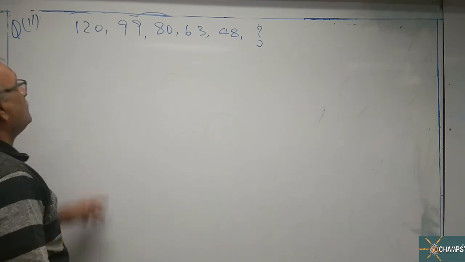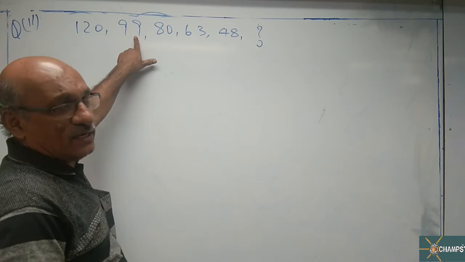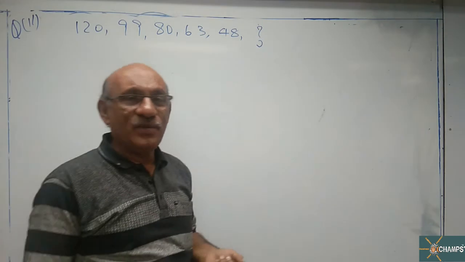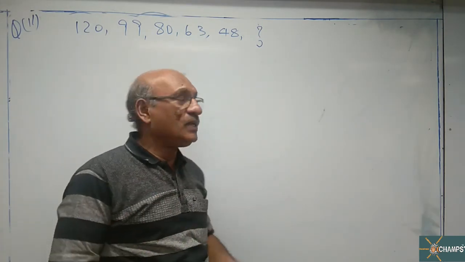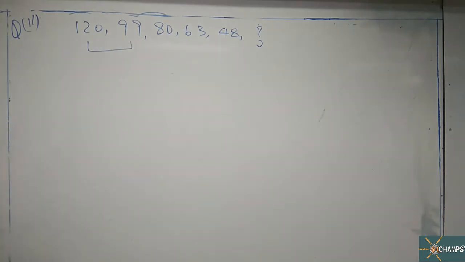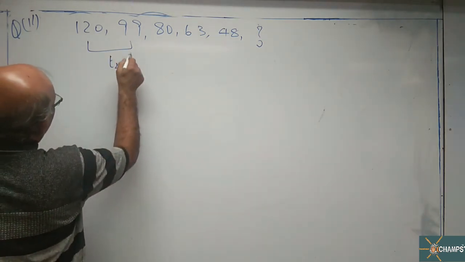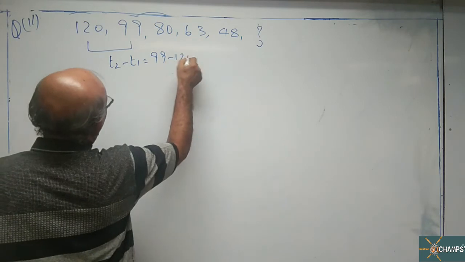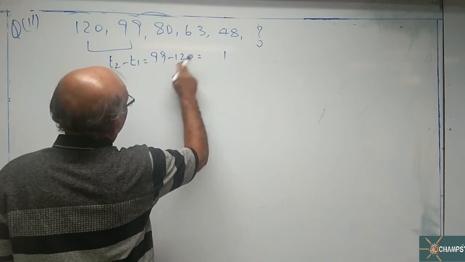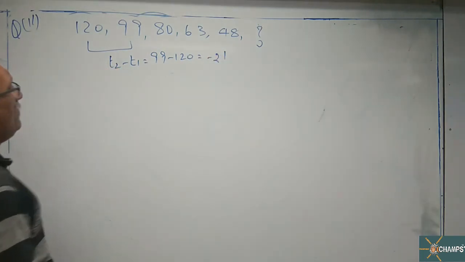Now it is a decreasing series, sir. 120 is greater than 99. The preceding term is greater than the succeeding term. So let us see the difference here first. T2 minus T1 is equal to 99 minus 120. This is minus 21.